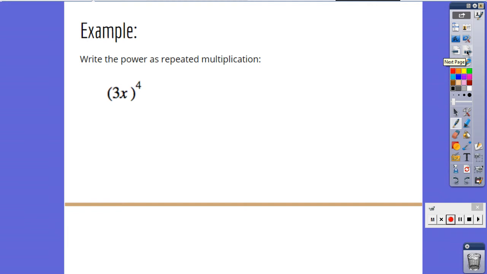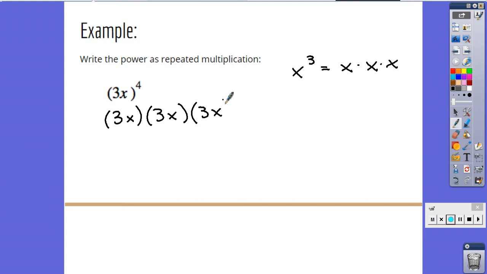Then we're also going to talk about working backwards, where we write the power as repeated multiplication. As a refresher, remember that when we said x to the 3rd is the same as x times x times x, in this piece we notice I have my base, and I know how many times I am multiplying it times itself. So I would have 3x times 3x times 3x times 3x. So I have that piece being multiplied 4 times.